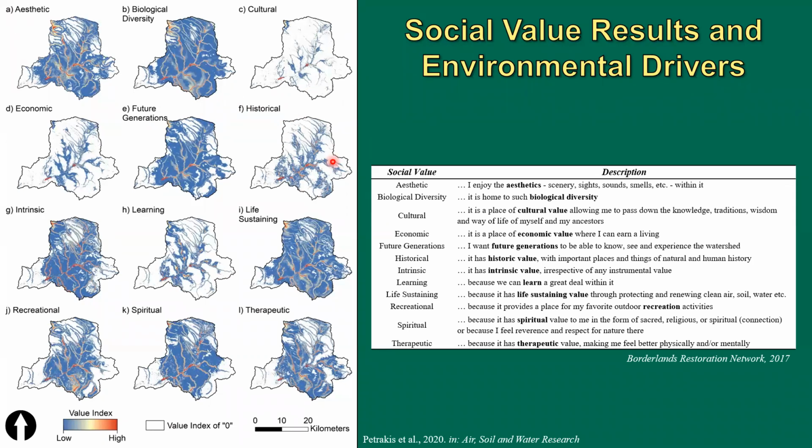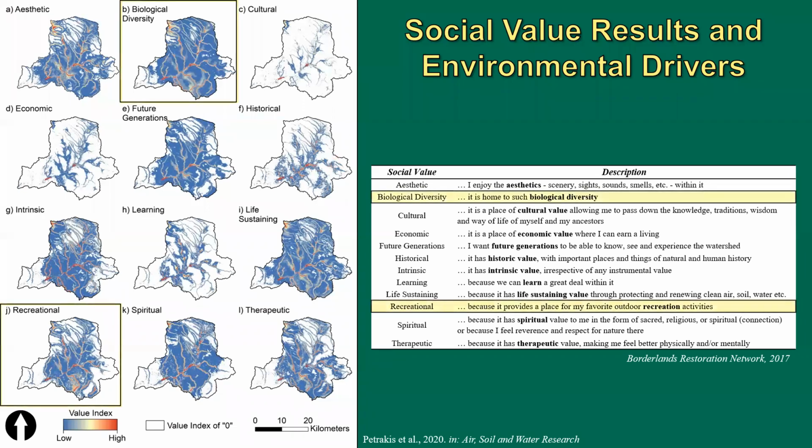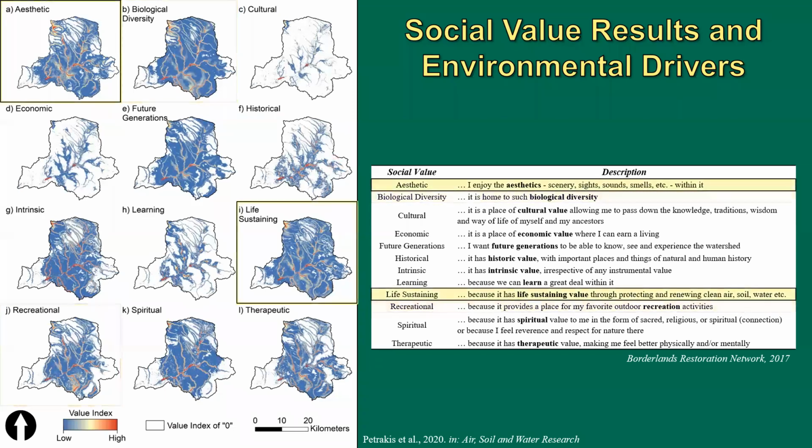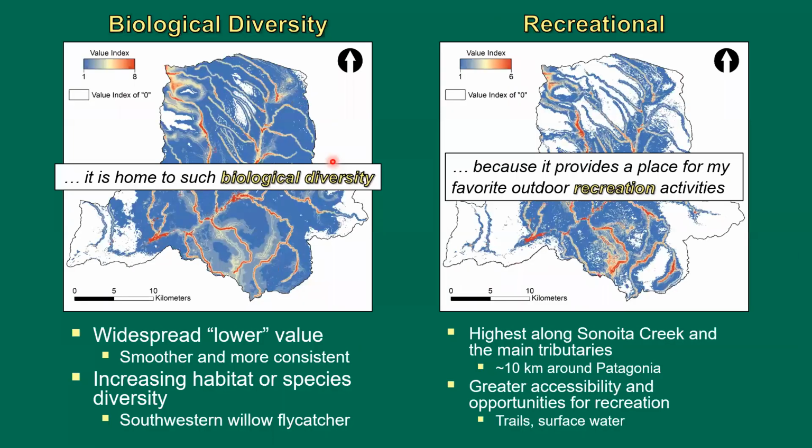So I want to quickly talk about 4 different social values that provide slightly different results and may relate more specifically to restoration. 2 are focused more on the physical properties and the physical experiences that the respondents would have with the watershed, including biological diversity and recreational value. And 2 relate more to the emotional interaction the respondents would have with the watershed, including aesthetic value and life-sustaining value. Looking at biological diversity first, it is defined, as the respondents would consider it, as it is home to such biological diversity.